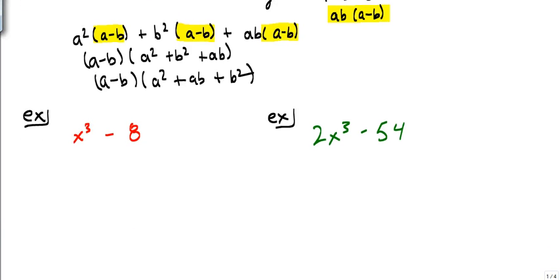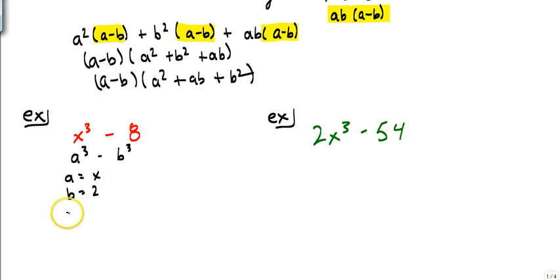So the first one, I've got x cubed minus 8. That is a difference of two cubes. X cubed is obviously a cube, and 8 is 2 times 2 times 2. 8 is 2 cubed. So I'm going to use this formula right here. So first I'm going to identify what my a and my b are. Okay, so if I treat this as a cubed minus b cubed, then this means that a equals x in this case, and b equals 2. So I'm just taking these values and plugging them straight into my formula.